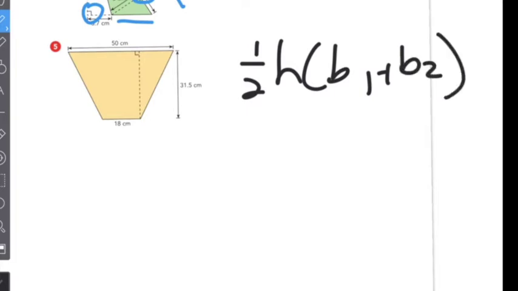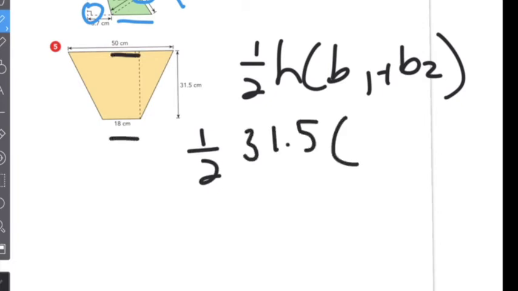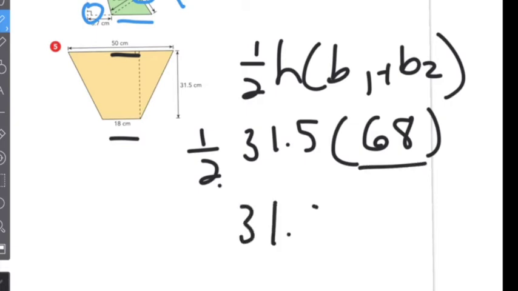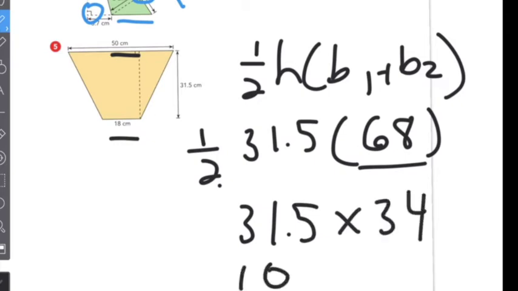Alright, so we have half. The height is 31.5 times B1 plus B2. So that's 50 plus 18. I'll just quickly do that, 68. Now what I'm going to do is I like to take half of 68 because 68 is even. So it'll be 31.5 times half of 68, which is 34. And when you multiply it out, you're going to get 1,071 centimeters.